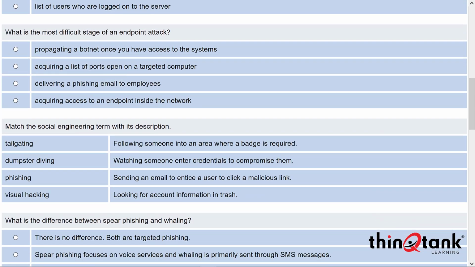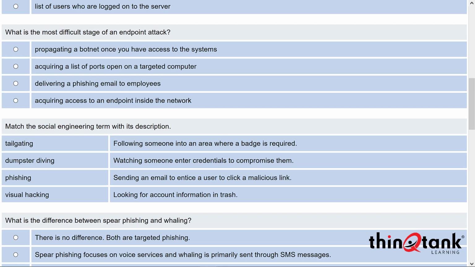What is the most difficult stage of an endpoint attack? Propagating a botnet once you have access to the systems. Assuming that we already have access to the systems, we've already passed the most difficult phase. Getting into the system is the most difficult phase. Acquiring a list of ports open on a targeted computer, very, very simple, because when you're scanning a computer for open ports, you're basically taking advantage of what that computer is already designed to do, which is to respond to TCP SYN requests.